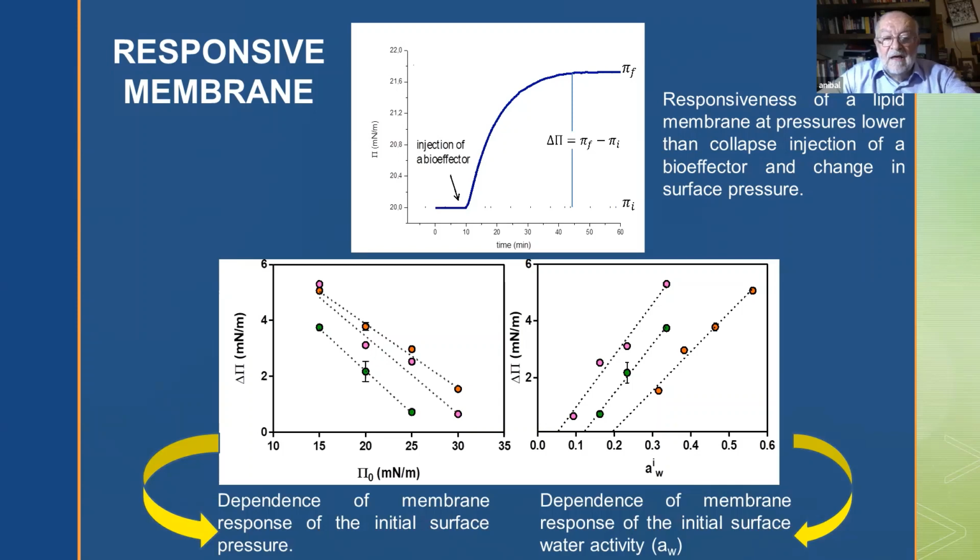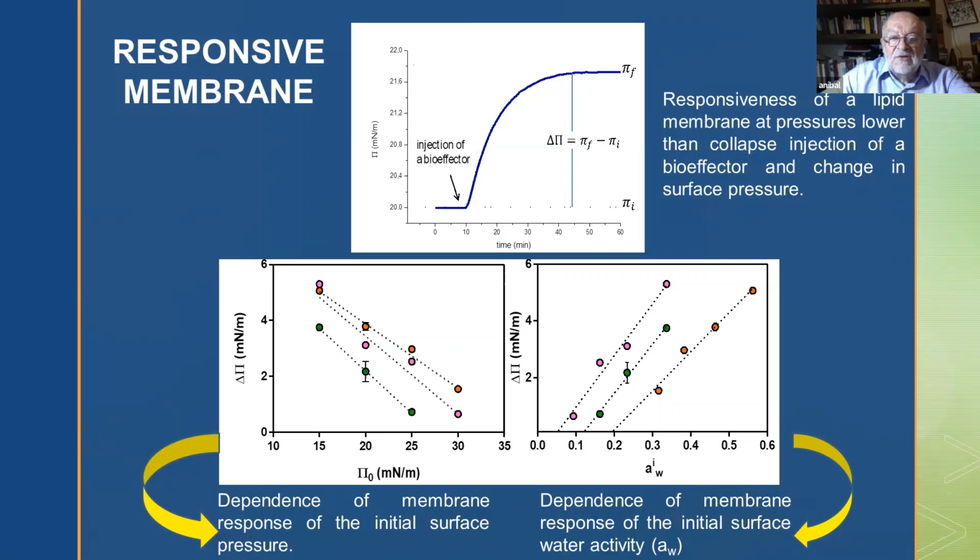Therefore, we can analyze this plot also in terms of the water activity that implies the cutoff pressure. The cutoff pressure implies that there is a minimum of water activity that is needed beyond the hydration surface, the hydration layer, and beyond that, the membrane is able to respond to the stimulus of a bioeffect.